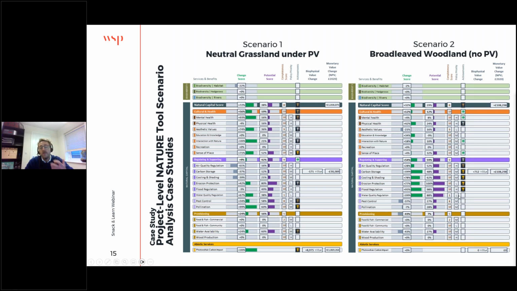So one of the opportunities of using the tool is to explicitly deal with these kinds of trade-offs between different services. So which nature-based solution do we need? And what does it do for us? And does it do for us what we need from it? So it can help us to compare different nature-based solutions, for example.